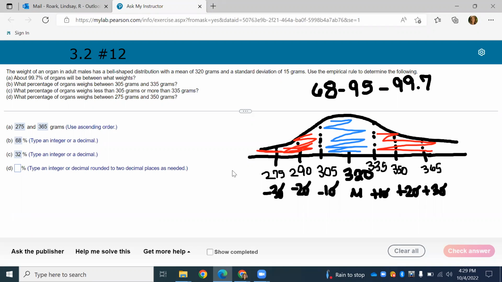Part D says, what percentage of organs weigh between 275 and 350? Okay, so let's think about how we're going to solve this one. This one is one of the more complicated ones because 275 is 3 standard deviations below, right? Here we are, all the way on the end here. But 350 is 2 standard deviations above. So it's not a direct 68, 95, or 99.7, right? Those are the rules that we know, and then we could find the other pieces, but it might take a little bit of time.